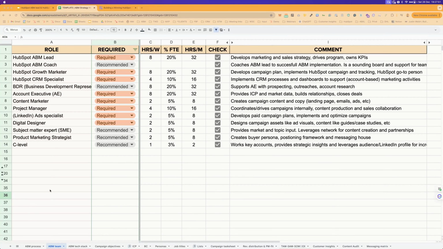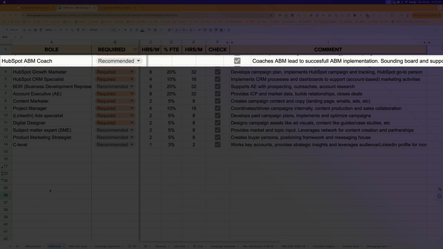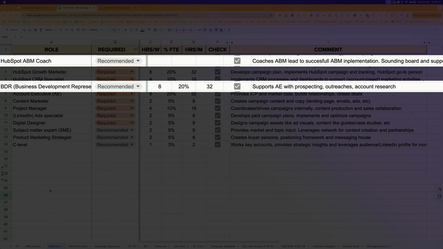If you have an ABM lead that is still developing into their role, an ABM coach is a recommended role. They coach the ABM lead to successful ABM implementation and act as a sounding board and support for ABM team members. Another highly recommended role is the BDR or SDR. They act as a partner for the account executive and can support with market and target account research, sequence development, and performing messaging for and from the AE.